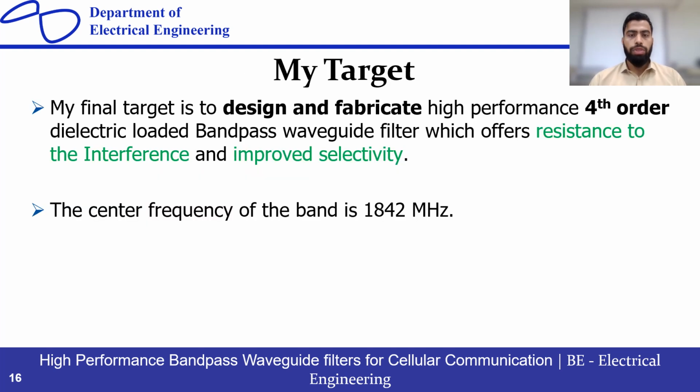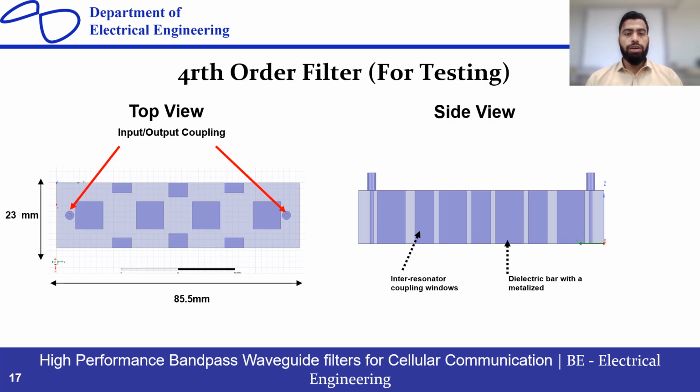So let's move on. Okay, so the target of my project is actually the design and the fabrication of a high performance fourth order dielectric loaded bandpass waveguide filter, which offers resistance to interference and improves selectivity. And the center frequency of the band is 1.842 gigahertz, or you may say 1842 megahertz, which I discussed previously as well.